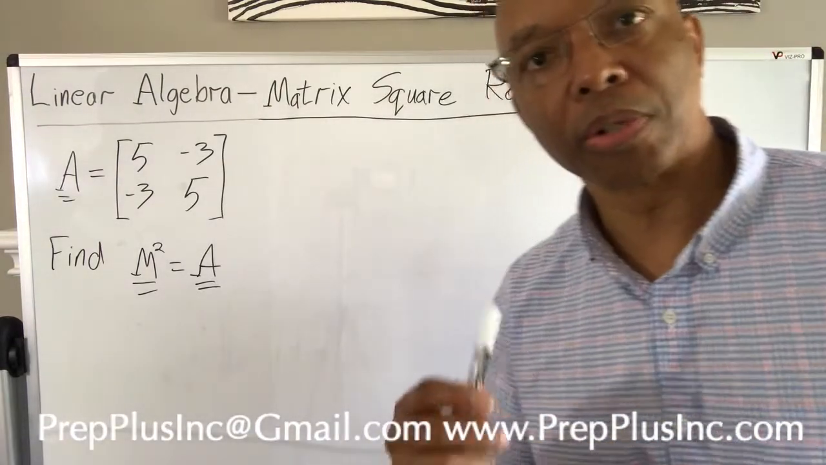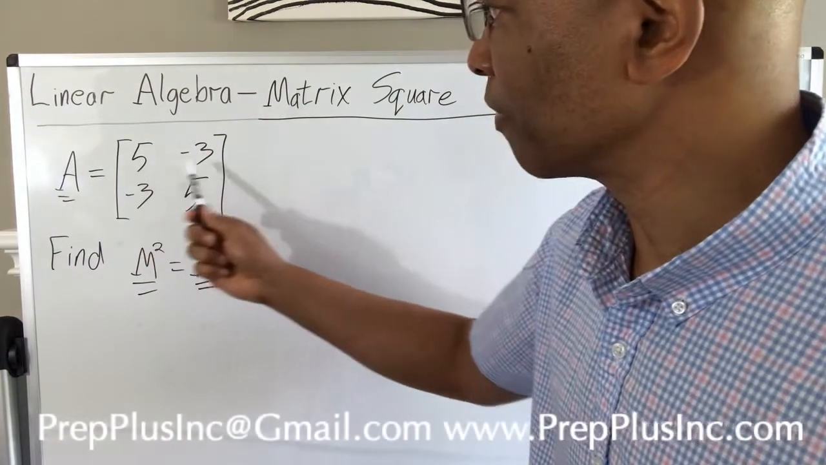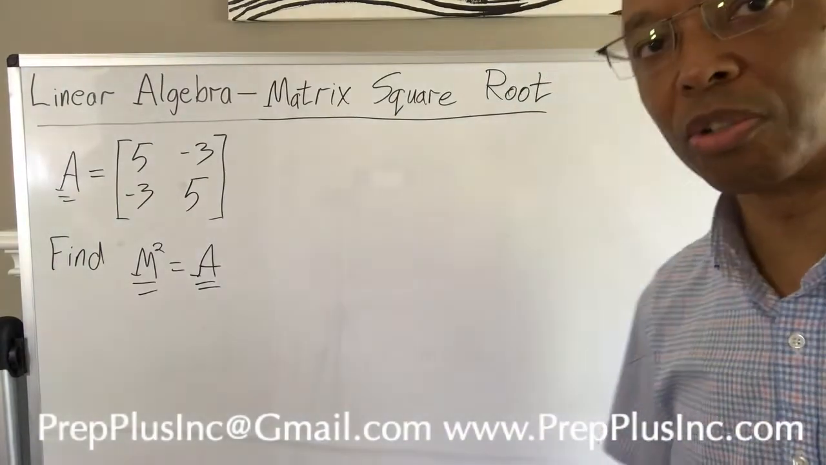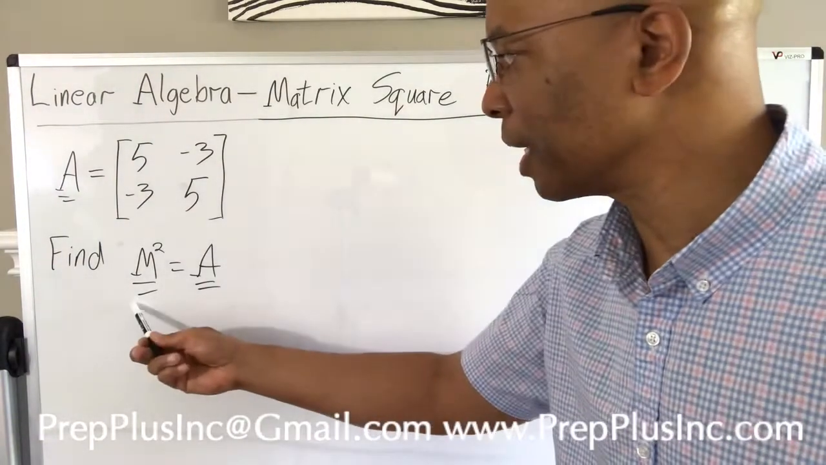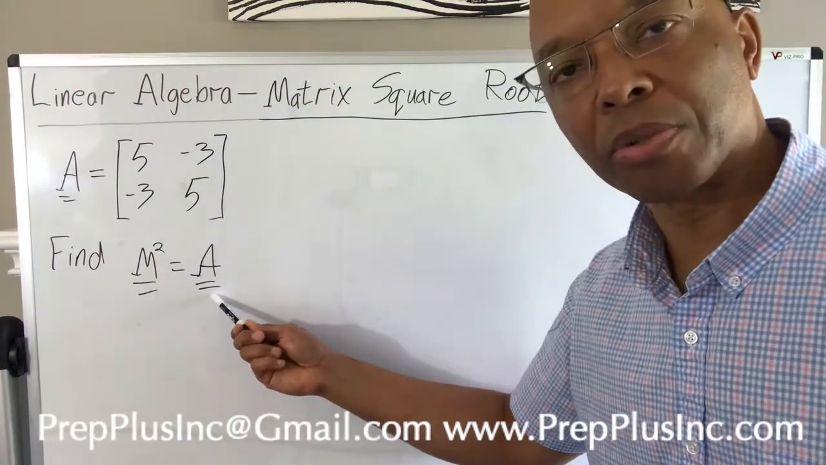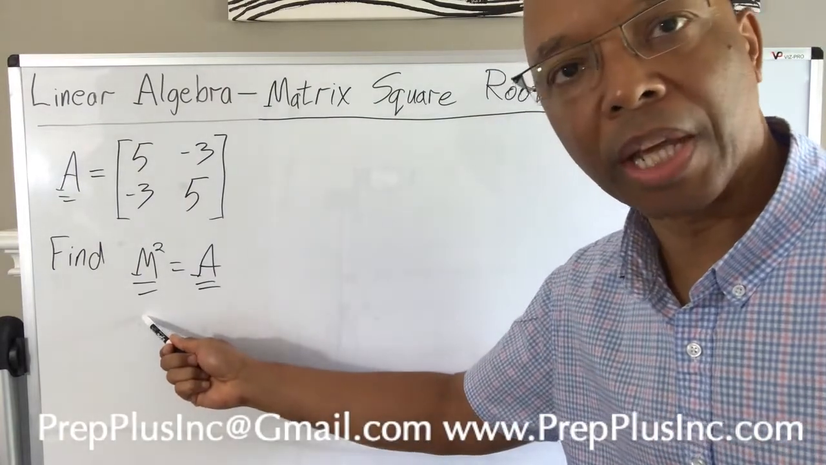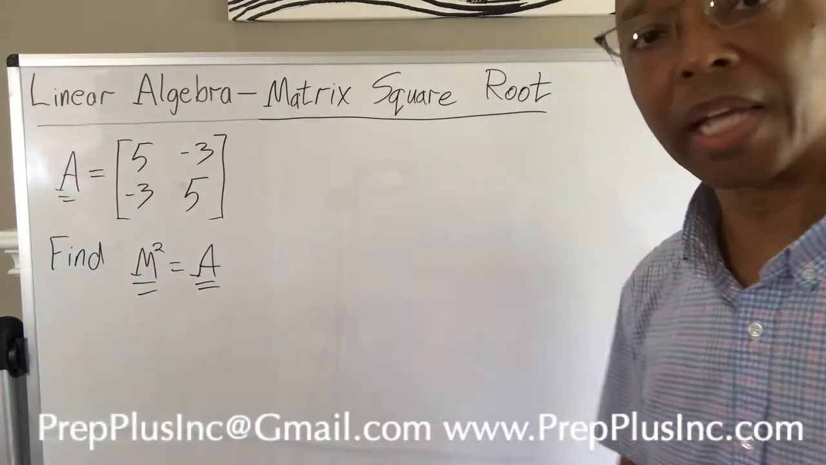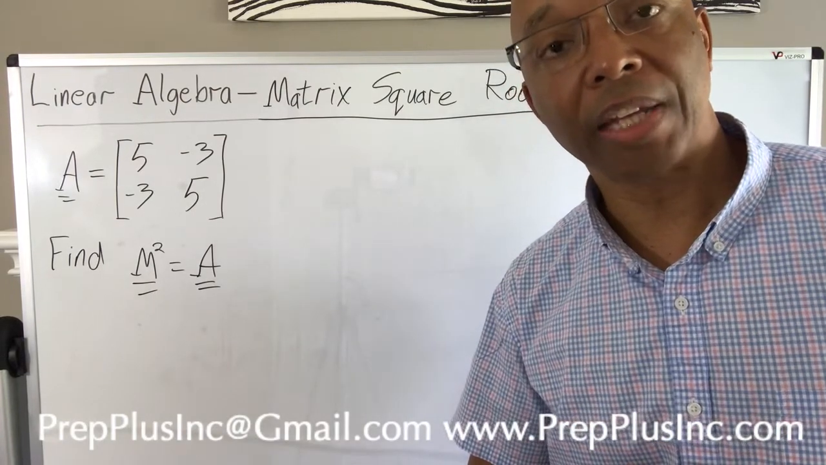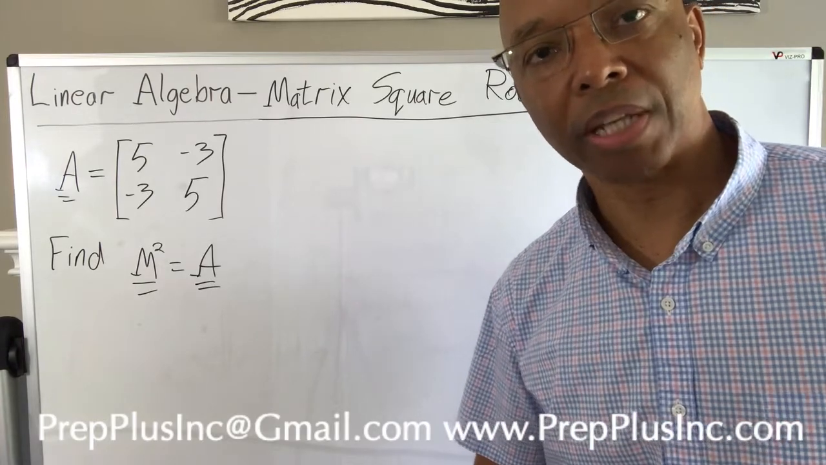Let's say on your linear algebra exam, you're given a matrix A: 5, -3, -3, and 5. The question is to find another matrix M such that the square of M equals the matrix A. So we're given A, find M such that M squared equals A. Today we're going to use a method involving eigenvalues and eigenvectors to get the answer.